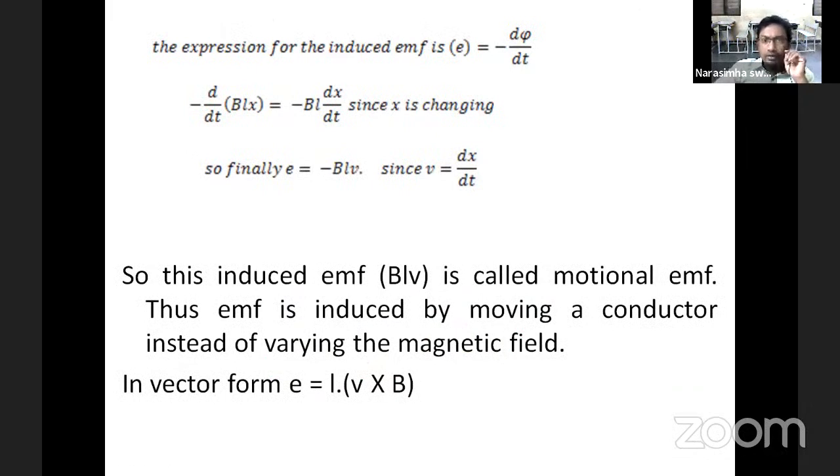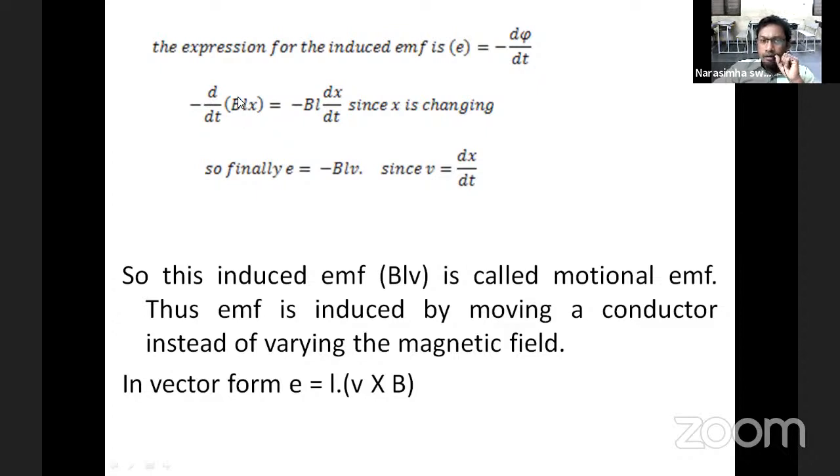So the expression for the induced EMF is, see, already you learned this in Faraday's second law: EMF is equal to minus d phi by dt. I told you what the minus indicates: it always opposes the cause. So EMF is always opposed to the cause producing it. That's why the negative sign indicates only the direction. So the expression for the induced EMF is d phi by dt. Just now we obtained the phi value, that is BLx, so substitute BLx in the place of phi.